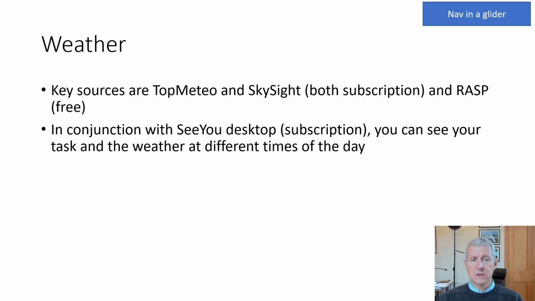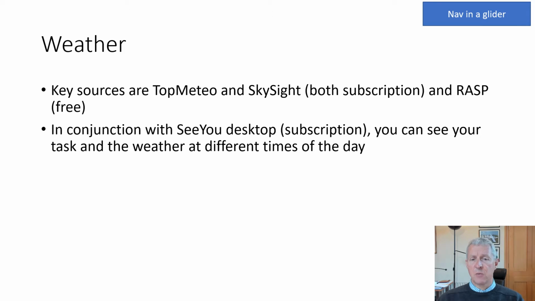As far as the weather goes, as glider pilots, we have several good sources of weather, and the list is very long, but there are two services that many pilots use. One's called Top Meteo, the other one's called SkySight. They're both subscription services, and there is RASP, which you can find links to on the Cambridge Gliding Club website, or you can, if you Google RASP Stratus, you'll find links to that, and they're all quite detailed gliding forecasts.